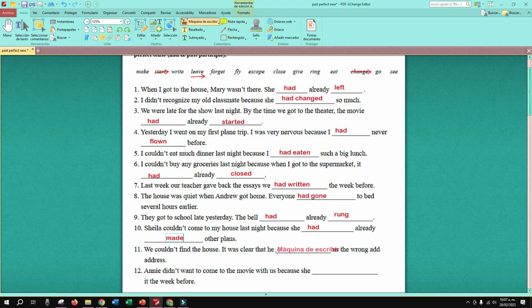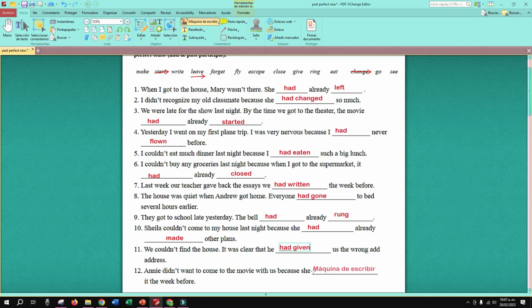We couldn't find the house. It was clear that he had what? Given, right? Had given us the wrong address. That will be the past participle for that one, okay?